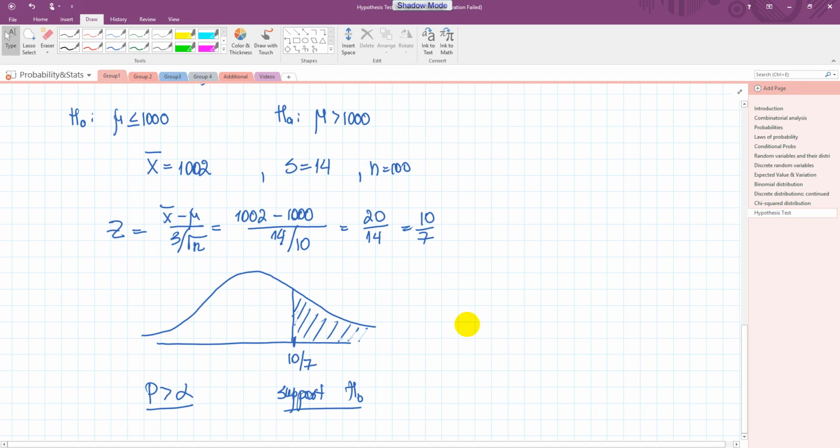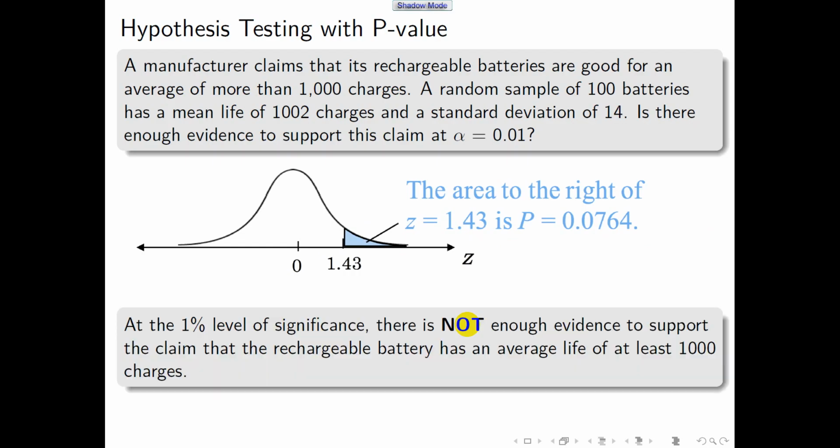So if we are going to support the null hypothesis, we need to reject the claim, and we are going to say, at the level of significance of 1%, there is not enough evidence to support the claim of the manufacturer. So this is how we are going to test the claims about the population mean.